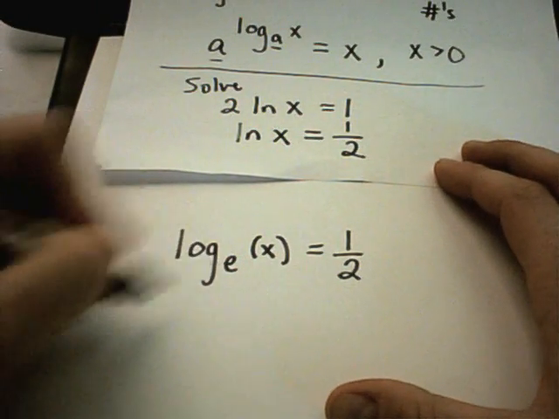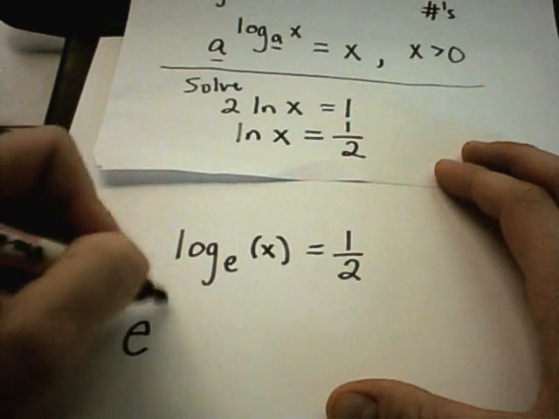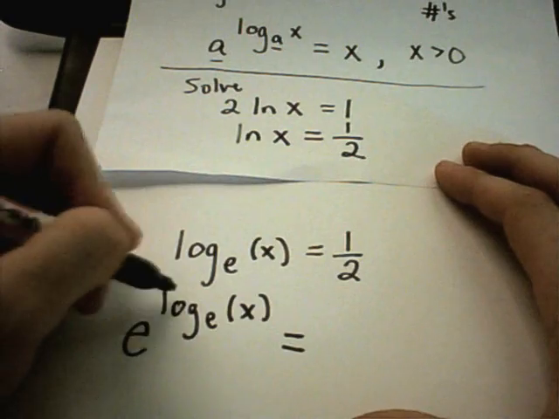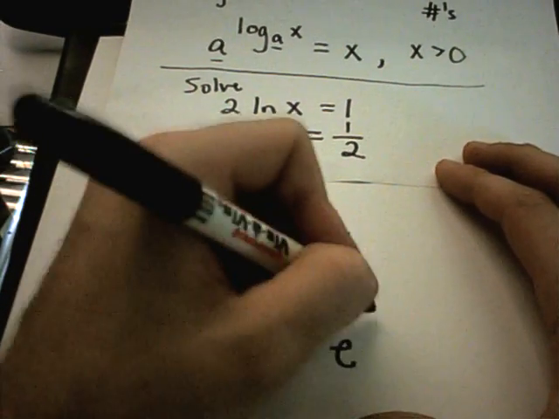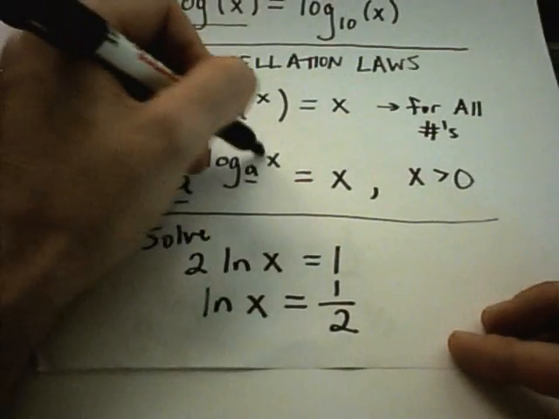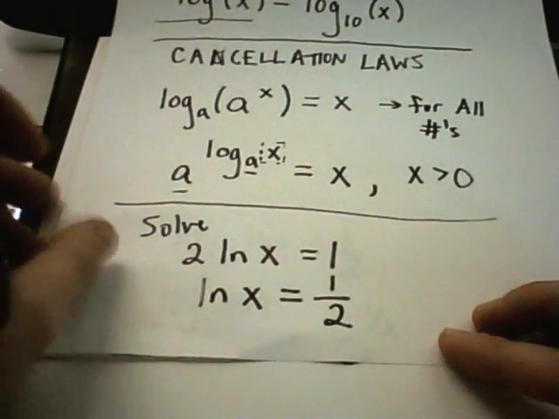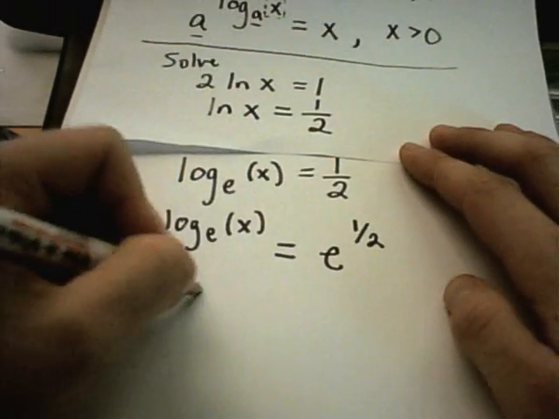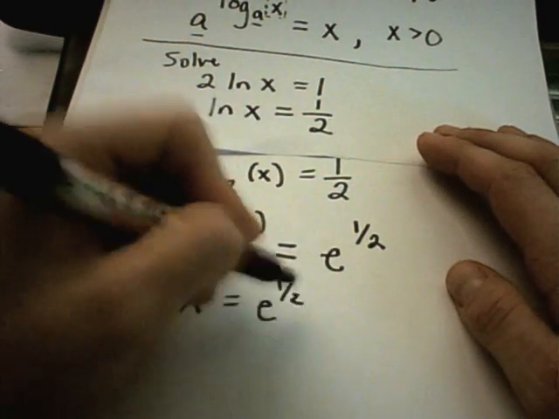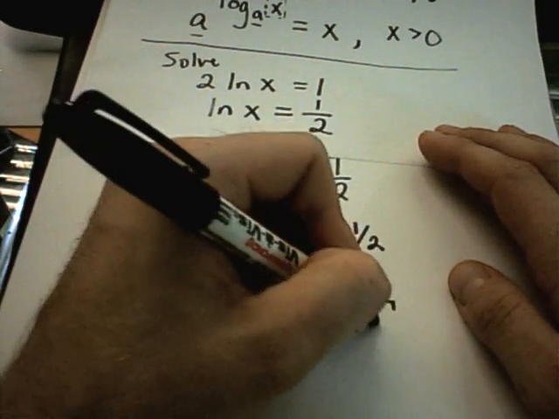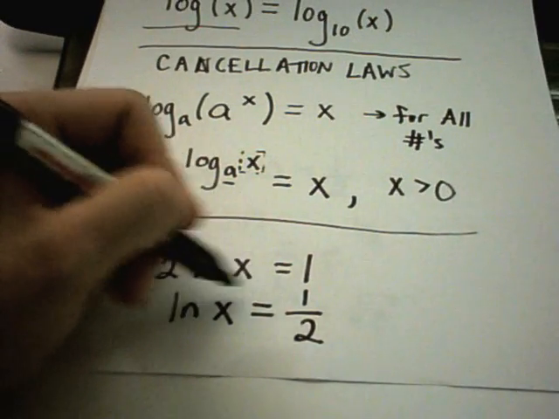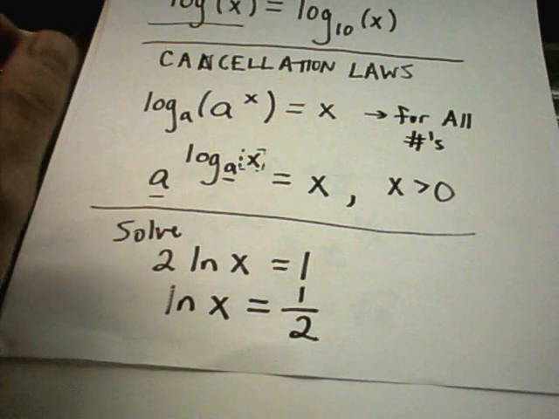So I've got log base e. I'm going to take e and raise it to the left side. Well, if I take e and raise it to the left side, I have to take e and raise it to the right side. And by this cancellation rule, all you're left with is the stuff next to the logarithm. So now I'm left with just x on the left side, and that equals e to the 1/2, which I could also write as square root of e. So square root of e is going to be the solution to this original equation that I started off with.